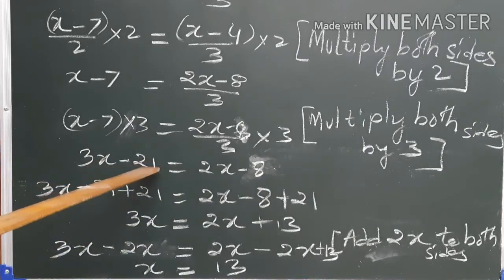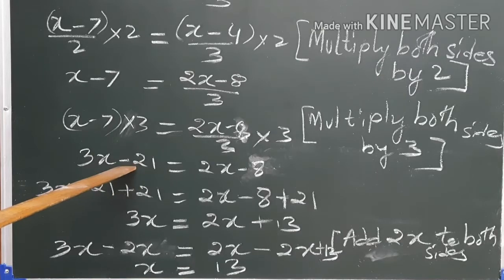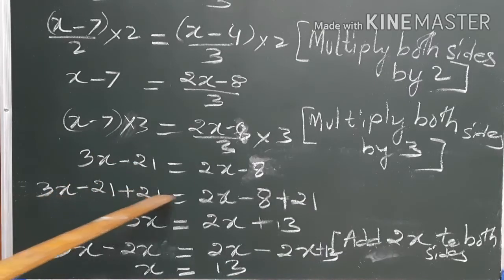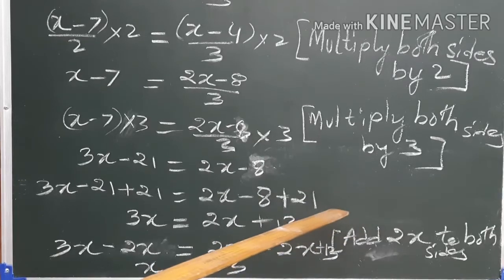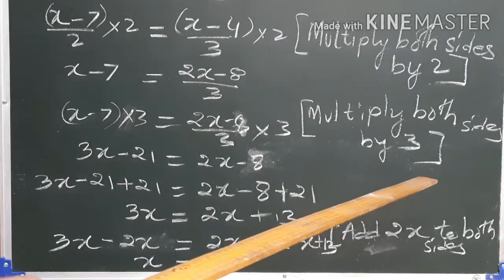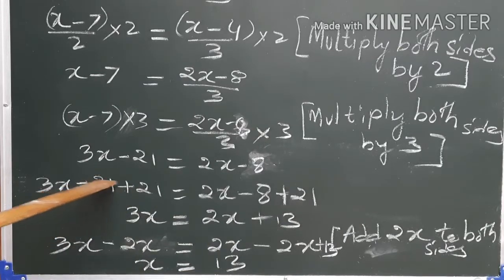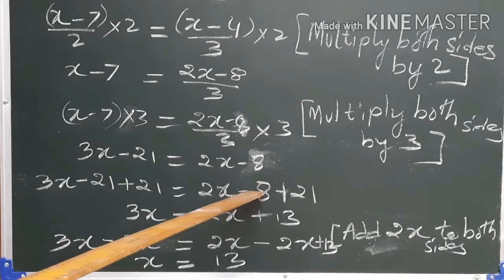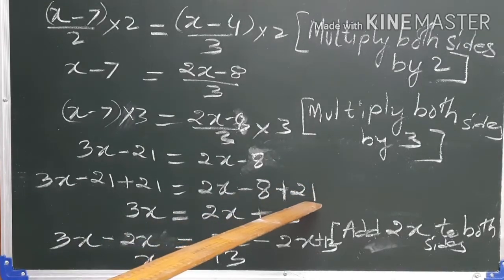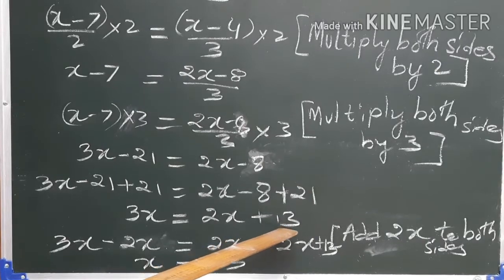So 3x minus 21. Now we have to remove this minus 21. So since it's minus, we have to write plus. Plus 21 and plus 21. So here you can write the statement: add both the sides by 21. So this gets removed. Minus plus get removed. So we are left with 3x. Now this minus 8 and plus 21, we get what? 13. We get 13.